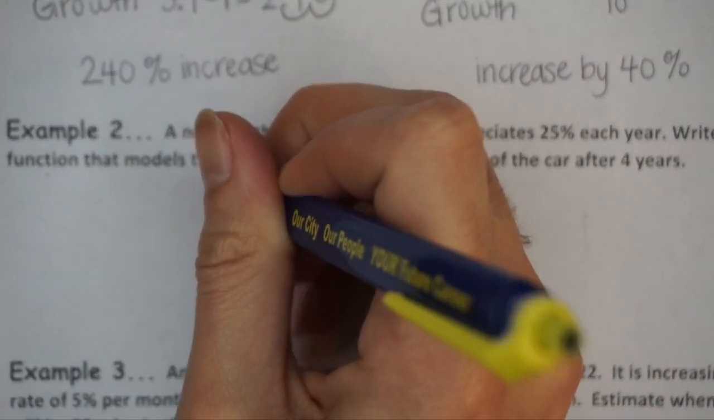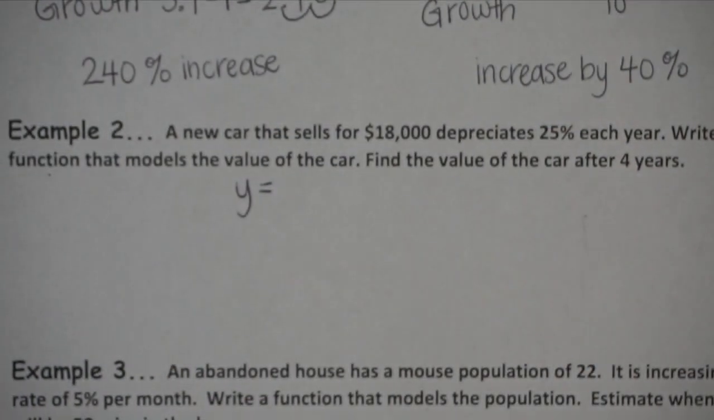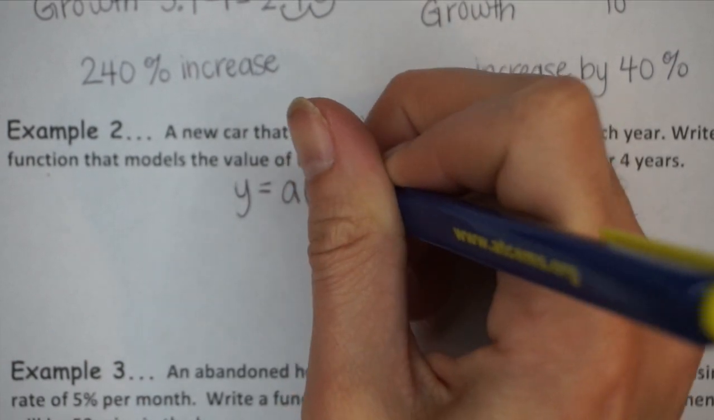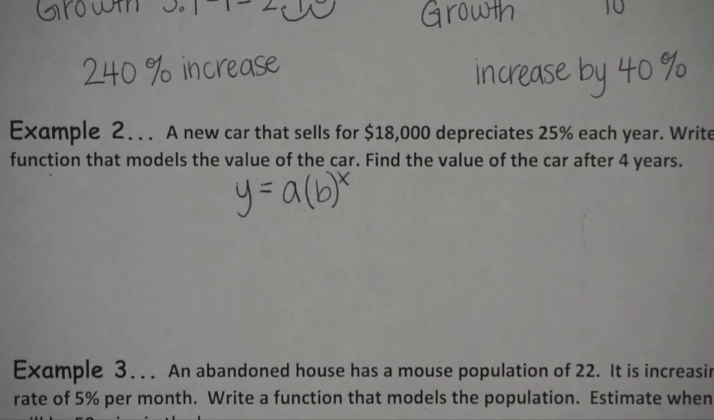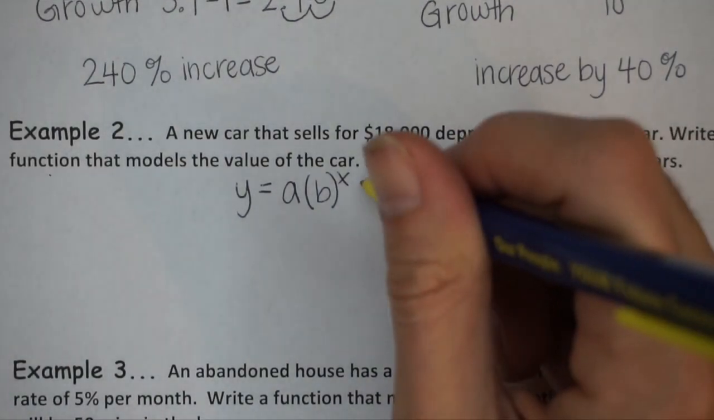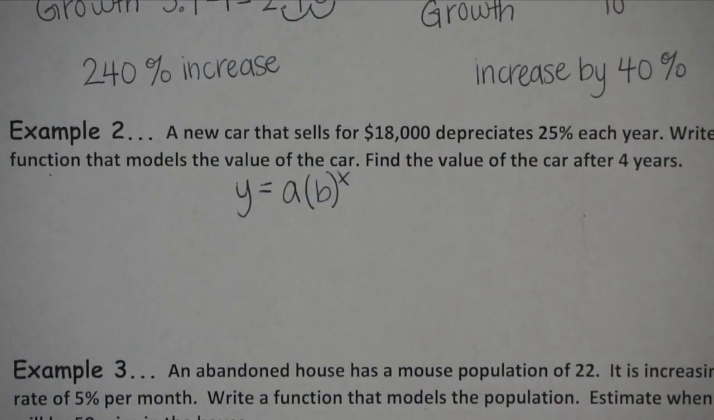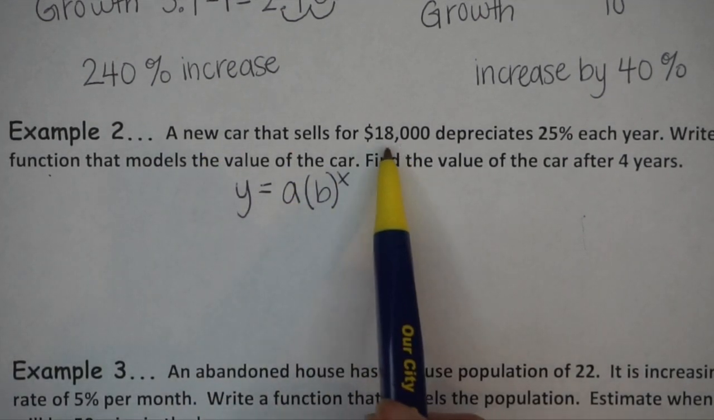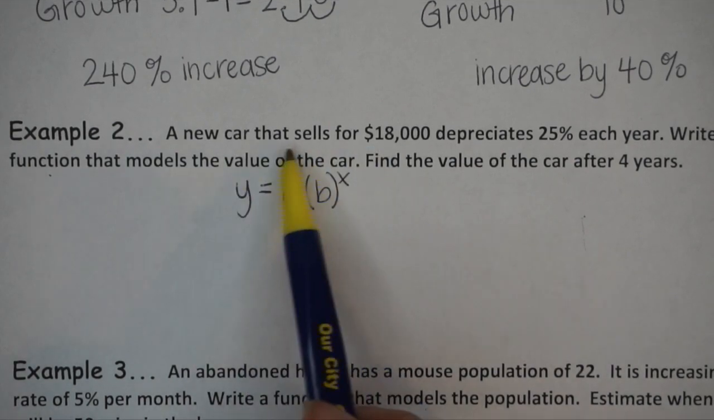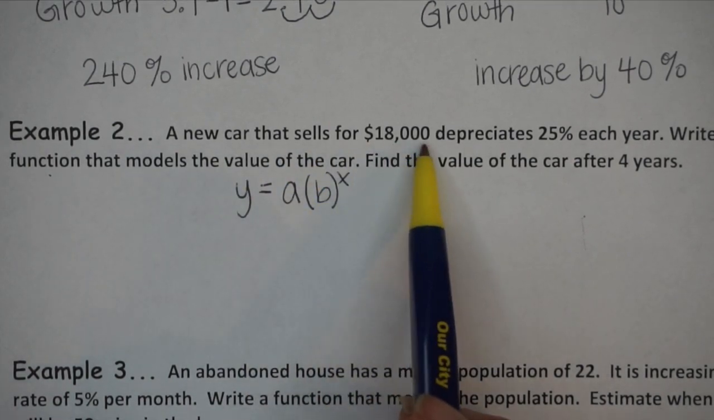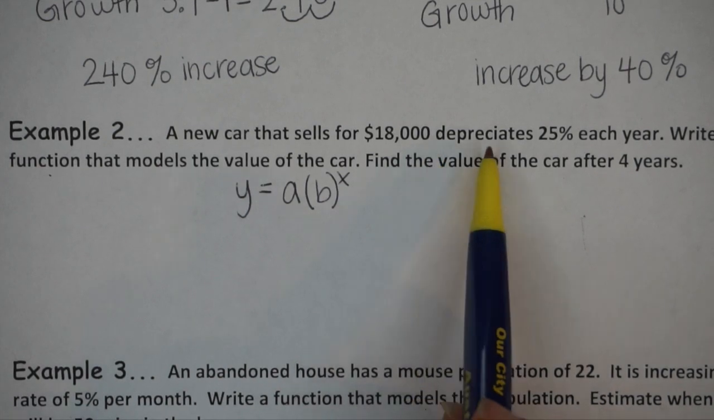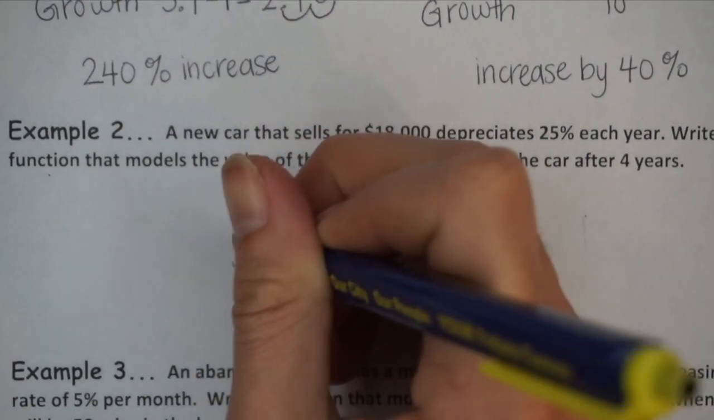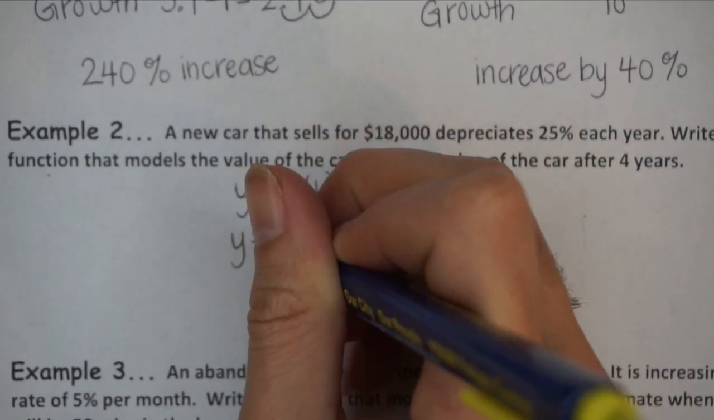Remember that all of our functions are going to follow this format: y equals a times b to the power of x. In this case, x is actually going to represent the number of years for us. We are given an initial value. When they bought the car, the new car sold for $18,000. But it's going to get less, or depreciate, over time. So our initial value is the A, that would be the 18,000.